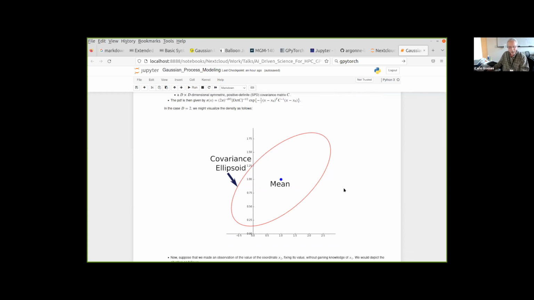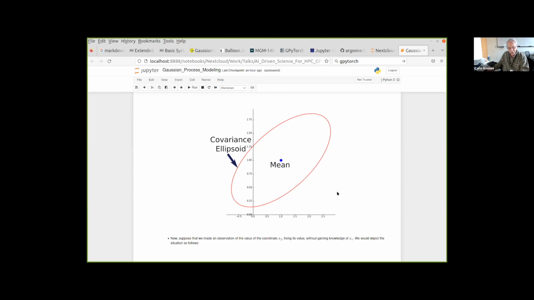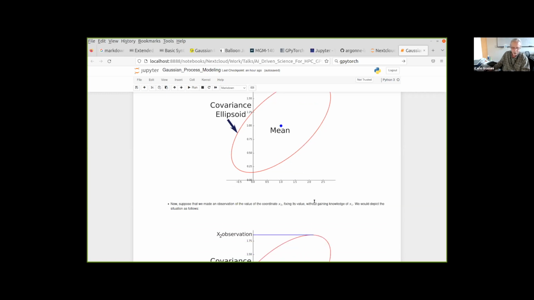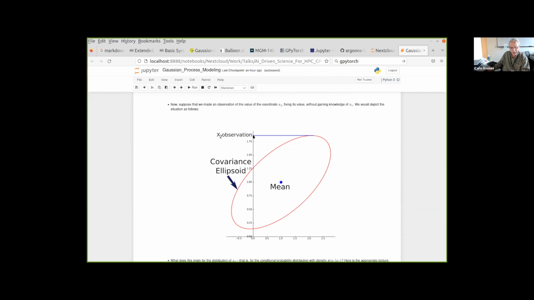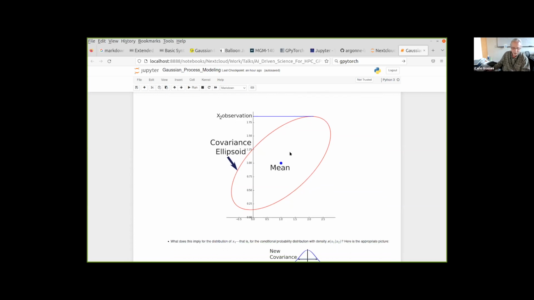Okay. So now, to get to how training for a Gaussian process, or even just for a Gaussian distribution, works, suppose this axis is x1, this axis is x2, and I do the following thing. I observe the value of x2 while not observing anything about x1. How would I depict this situation? Well, I would depict it like this. I observe this value right here, and I say, okay, I observed it to be 1.8-ish. It's a little less than 1.8.